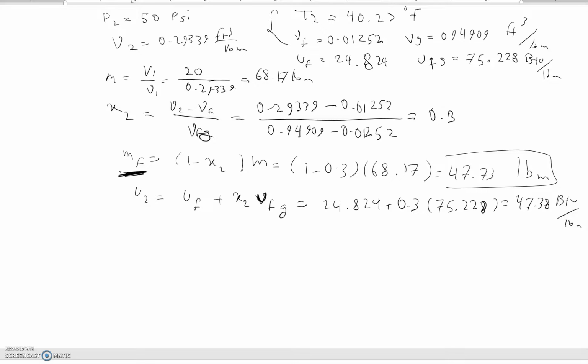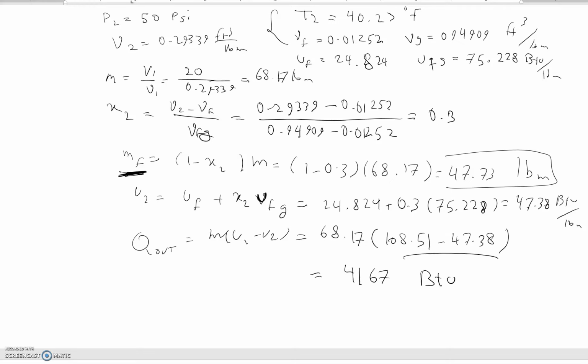And finally, I want to calculate the heat, for which I'm going to use this U2 that I just calculated, right? So Q out is equal to m times U1 minus U2 from the first law of thermodynamics, 68.17 total mass, times 108.51 I read from the table at 160 psi, minus 47.38 I just calculated here, and that would be 4167 BTU of heat being lost from this process. All right, that's it for this problem.